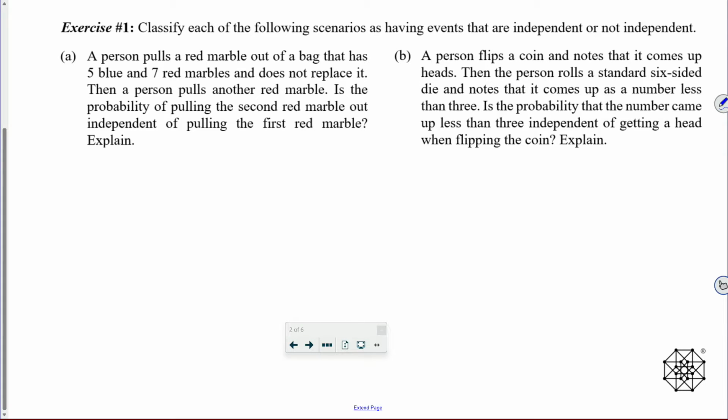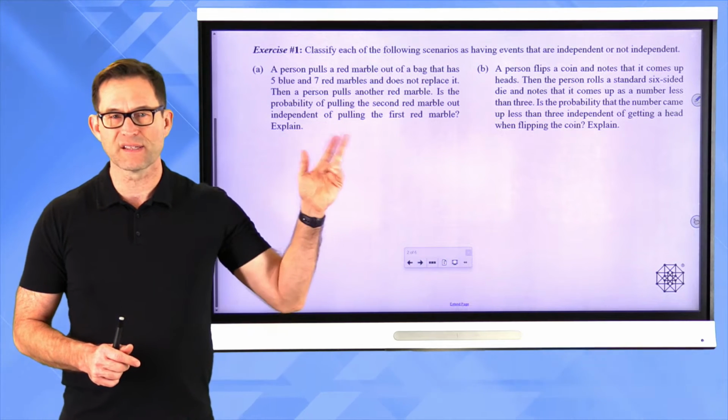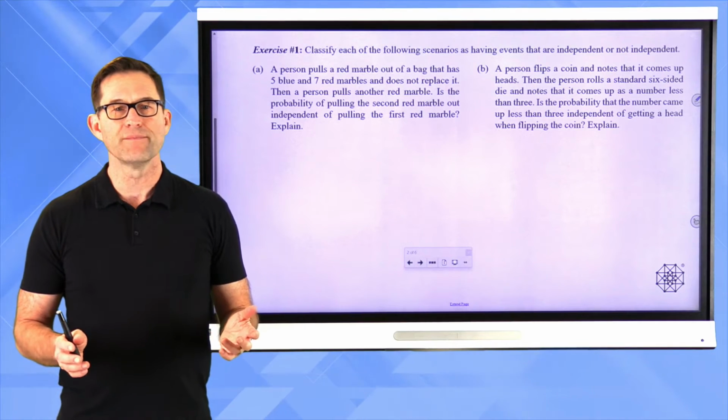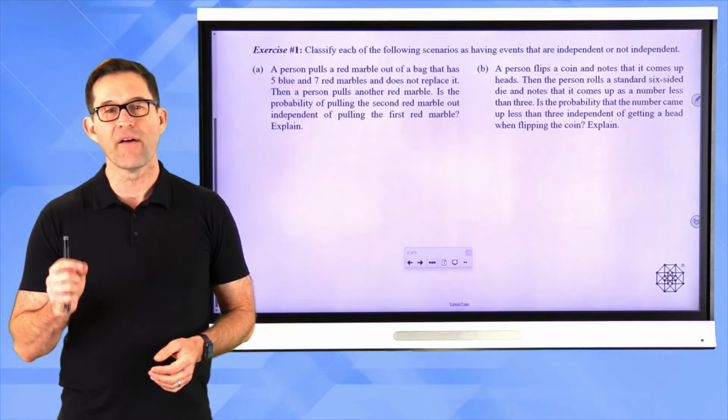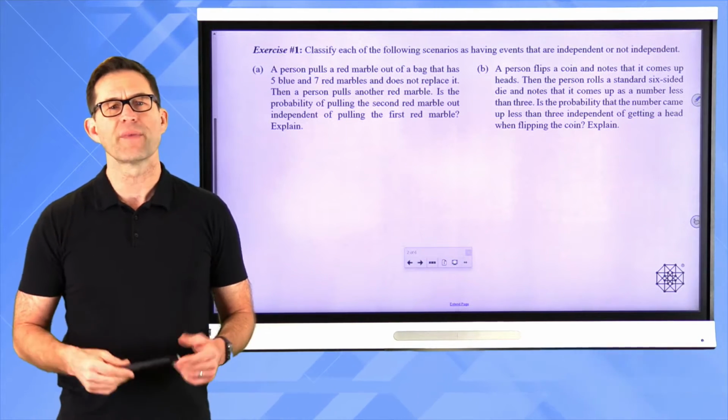Classify each of the following scenarios as having events that are independent or not independent. Letter A. A person pulls a red marble out of the bag that has 5 blue and 7 red marbles and does not replace it. Then a person pulls another red marble. Is the probability of pulling the second red marble out independent of pulling the first red marble? Explain. So again, I want you to think about this. Is the probability of pulling that second red marble out independent or not independent of the event of pulling the first red marble out and not replacing it? Pause the video now and consider that.